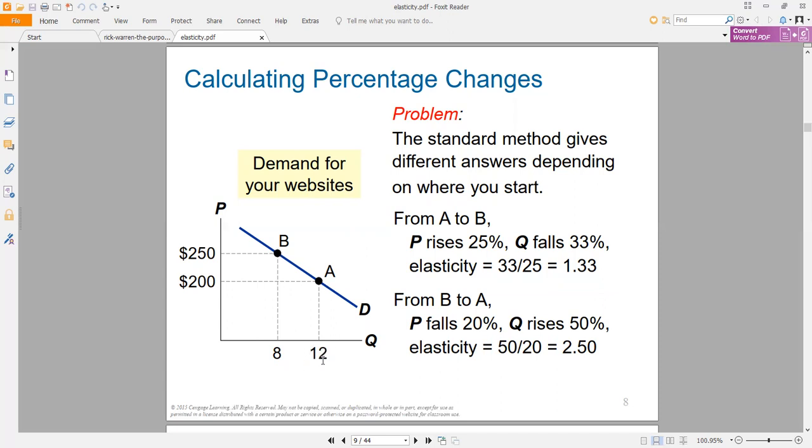So we have 12. The percentage change in quantity demanded will be 12 minus 8 divided by 12 times 100. That will give us 50%. So based on this direction, moving from B to A, the elasticity coefficient will be given as 50% over 20%, and that will be 2.5. So you see that when we move from A to B, we had a different answer. And then when we move from B to A, we are having a different answer.